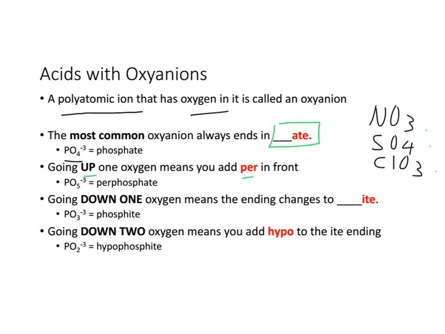And then lastly, if we have two fewer oxygen atoms than its usual form, we call it hypo-something-ite. So in this case, we have PO2. Now, this is two fewer oxygens than PO4, so we call it hypophosphite. And all of these rules also apply to nitrate, sulfate, and chlorate.